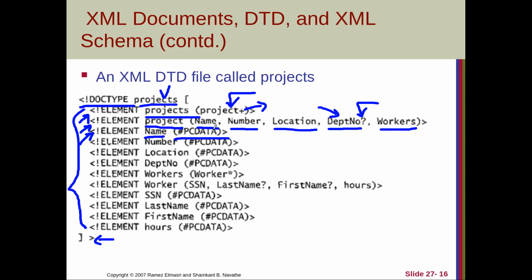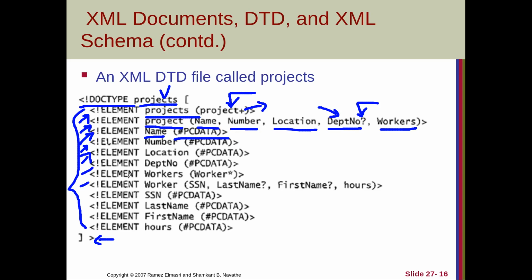So this is the representation of string data type in XML DTD, that is #PCDATA in capital letters. Then next one, what is the next element here? Number. So element number, which is also #PCDATA. So here we are going to represent a number in string format. Then the next element, location, which is also #PCDATA. Then element department number, which is also #PCDATA.